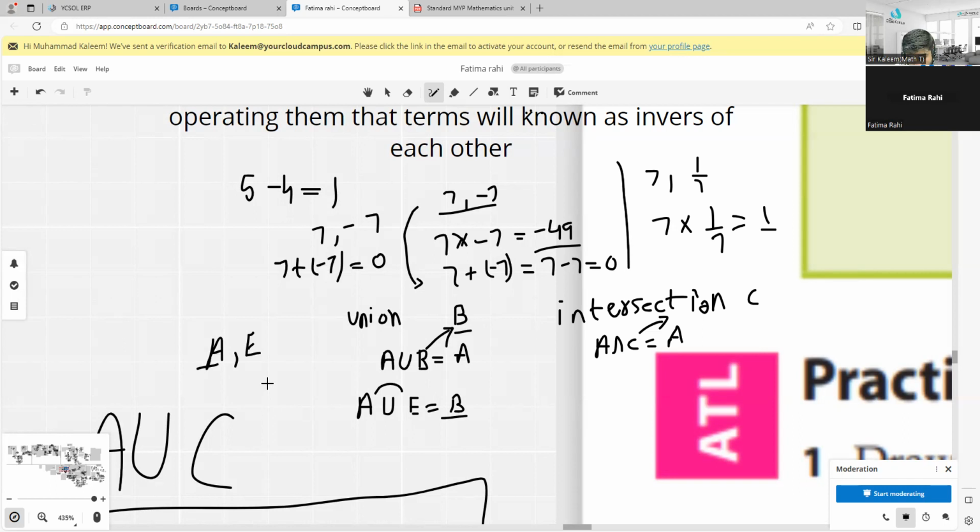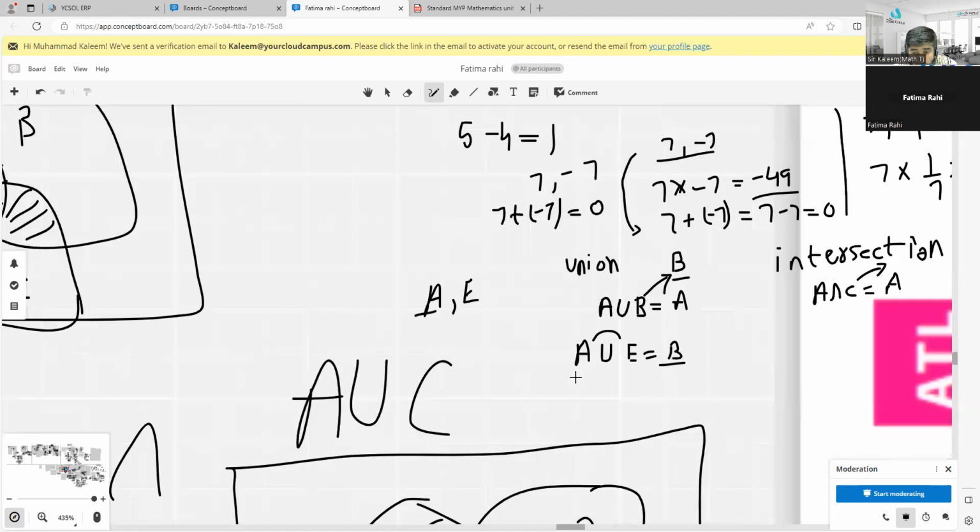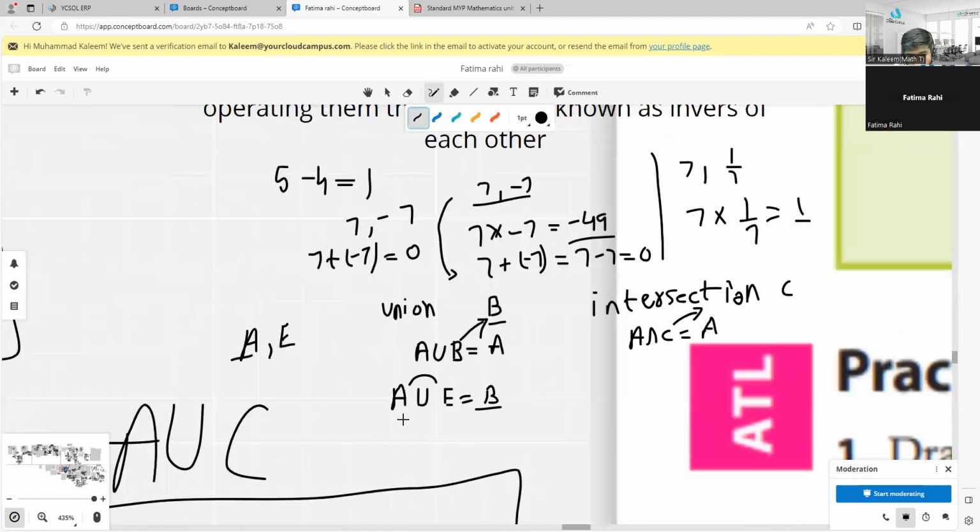So what if E isn't given to you? Then how would you find out that there's an E? In this question, it's just given. This one is given. So we just have to say whether E is an inverse of A or not. We have to tell whether they are inverses of each other or not.